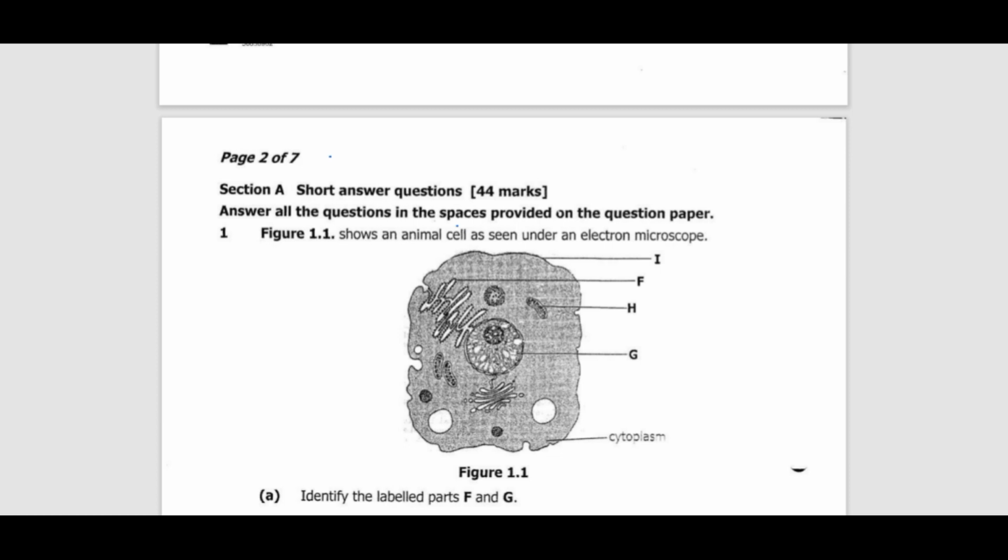Figure 1.1 shows an animal cell as seen under an electron microscope. So this is an animal cell, and under it we have these parts which are labeled I, F, H, G, and D. We've been given cytoplasm there. So the first one is identify the labeled parts F and G. So we have F, this part, and G. So what are these two parts?